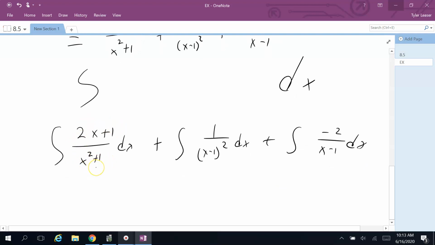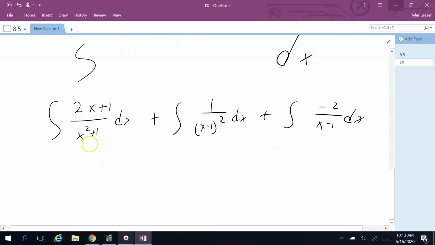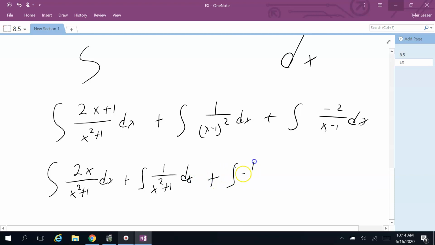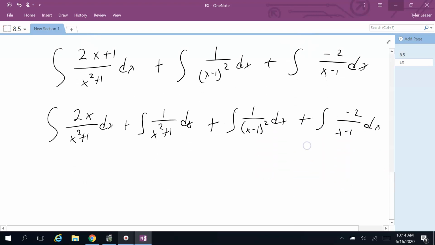So again, this is going back to section 1 techniques. What we're going to do here is split this up into two separate fractions. We're going to have the integral of 2x over x squared plus 1. That'll be a nice u substitution. Plus the integral of just 1 over x squared plus 1. All right, and then we have these over here still. Okay, so each one of these separately.